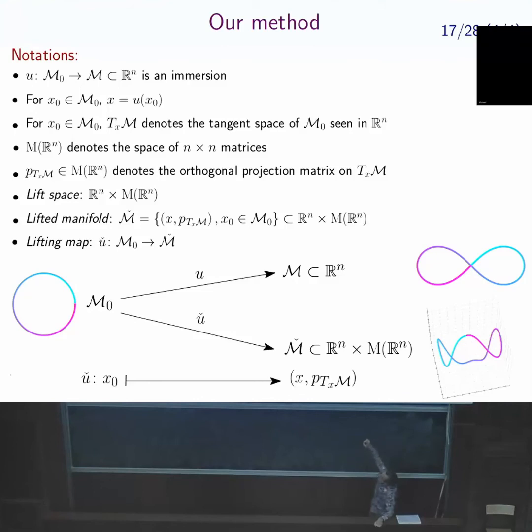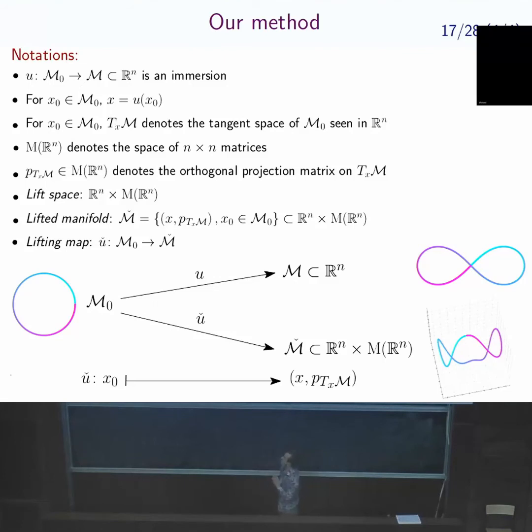MRn is the space of matrices, n times n. And I will denote P_TxM the projection matrix on the tangent space. Now our lift space is Rn times the matrix space. The matrix space is the dimensions we add to the space. The lifted manifold is denoted M check, and so it is a set of pairs: a Euclidean point and the projection matrix on the tangent space.